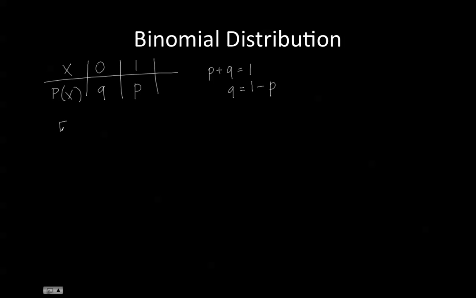Well, our expected value for this one trial is equal to 0 times Q plus 1 times P, which gives us P. Well, we know that this is the expected value for just one trial, and in binomial distribution, we have a bunch of trials with the same probability.